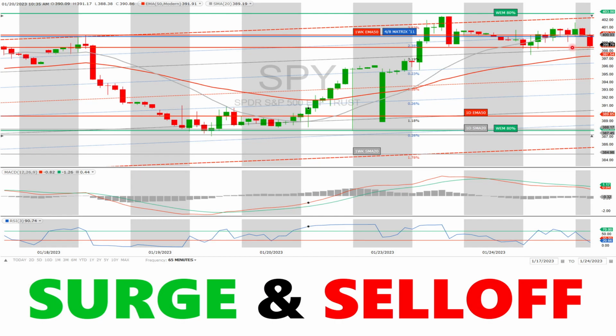So it's currently finding support at the SPY Futures weekly EMA 50 line right here, okay, as it found support yesterday and today. So it is back finding that support. So all eyes on futures tonight.